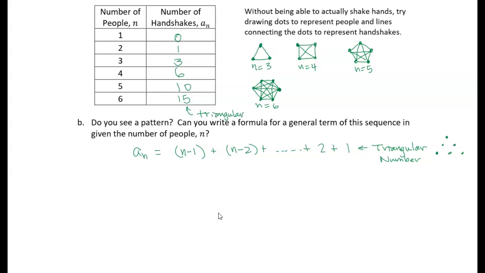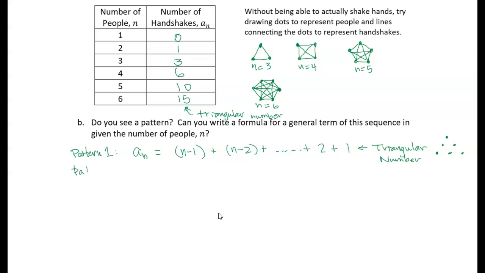Triangular numbers, which is interesting. I just find it interesting that we get these triangular numbers from this handshake problem. All right, that's pattern number 1 that people sometimes notice.